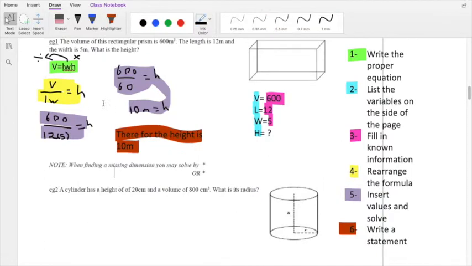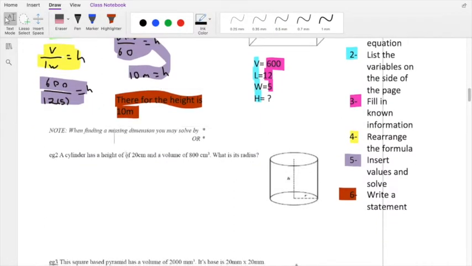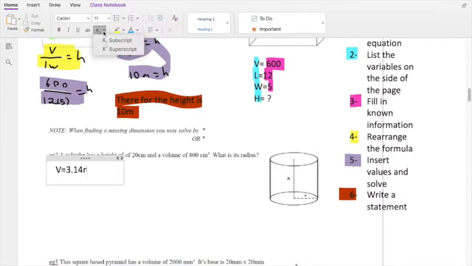So, pretty easy steps to go through. So let's do the next one. The cylinder has a height of this. Okay, so let's concentrate on cylinder now. So the volume of a cylinder equals pi, I'm just going to write that as 3.14, r squared. I hate the square on this thing. Pi r squared times h.